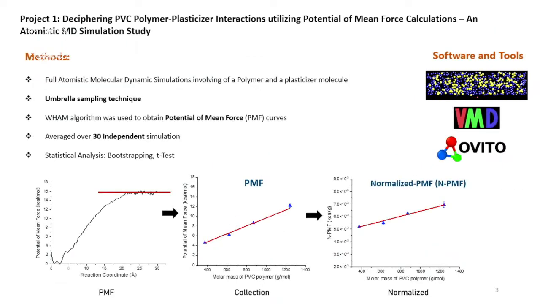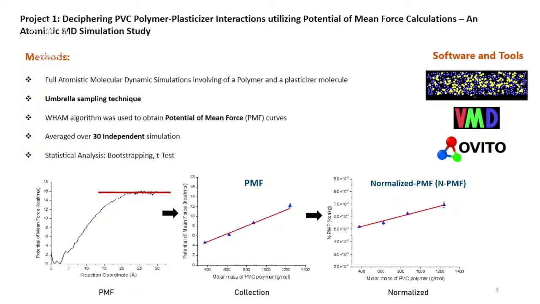So I did 30 independent simulations of this calculation to get the overall picture of my simulations. Here we can see the PMF value which I get for one-on-one interactions. I'm taking these values and averaging over 30 simulations. For each polymer-plasticizer interaction, like for one polymer with different plasticizers or one plasticizer with a different set of polymers, I'm getting this PMF plot, and I'm then normalizing it. With these values, I'm constructing a model where I can understand the type of interaction between various sets of polymers and the plasticizers.